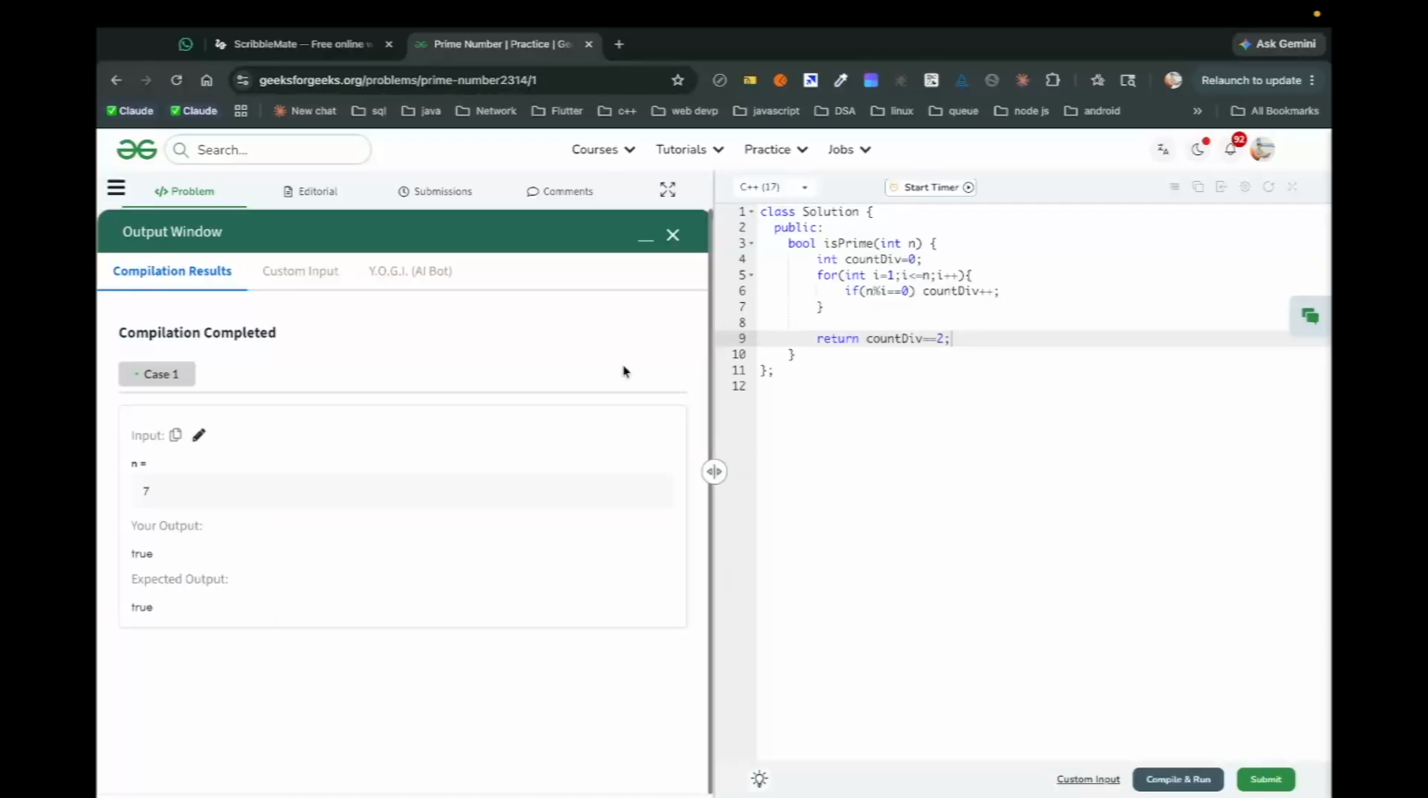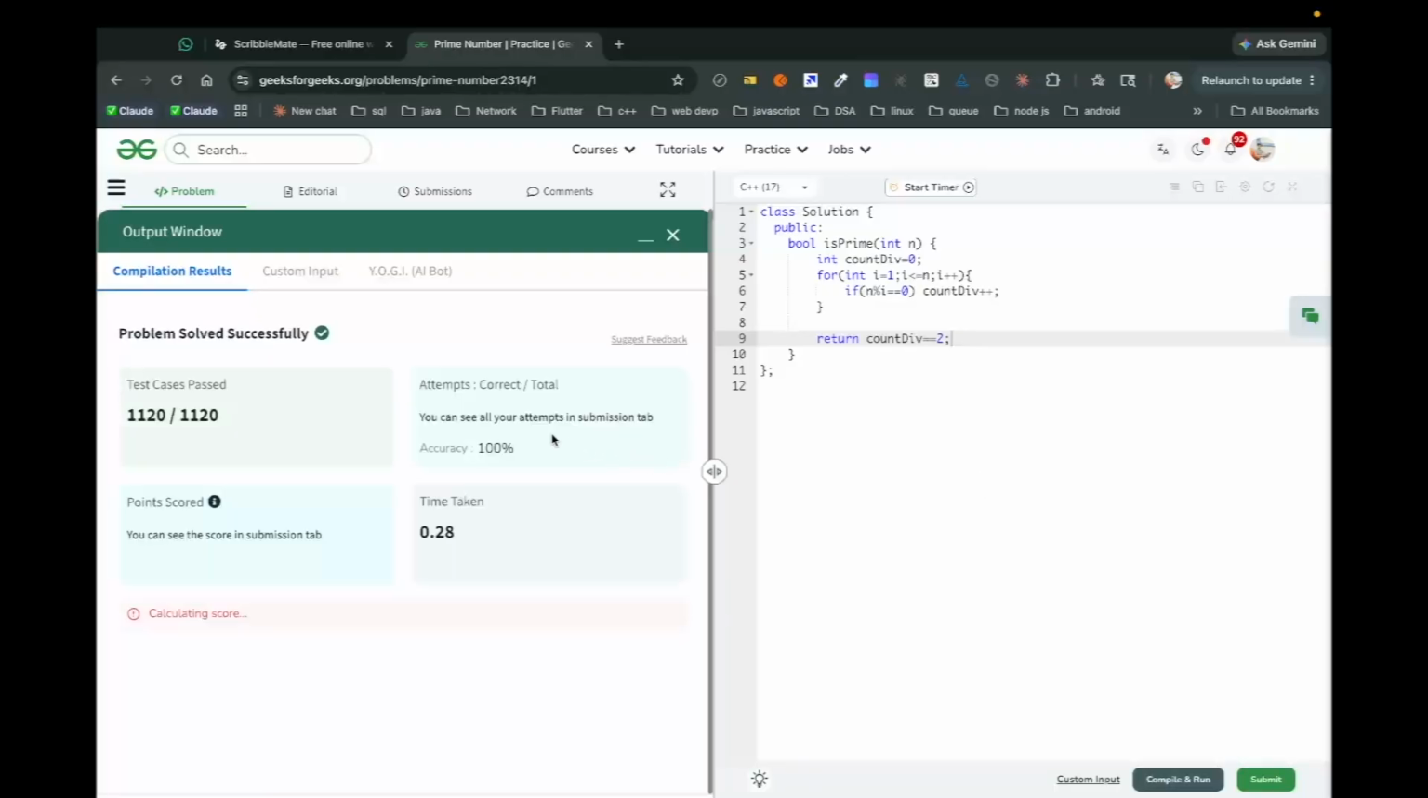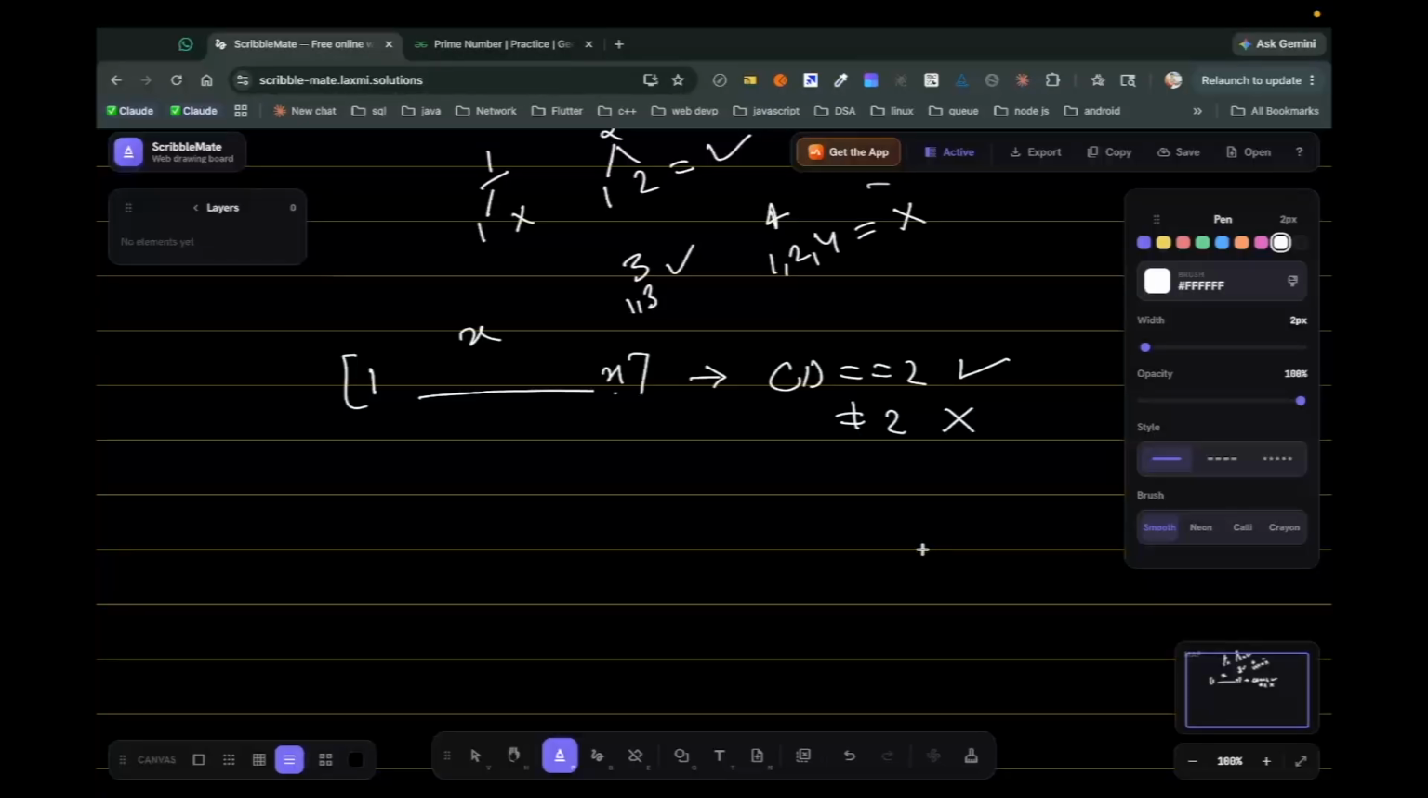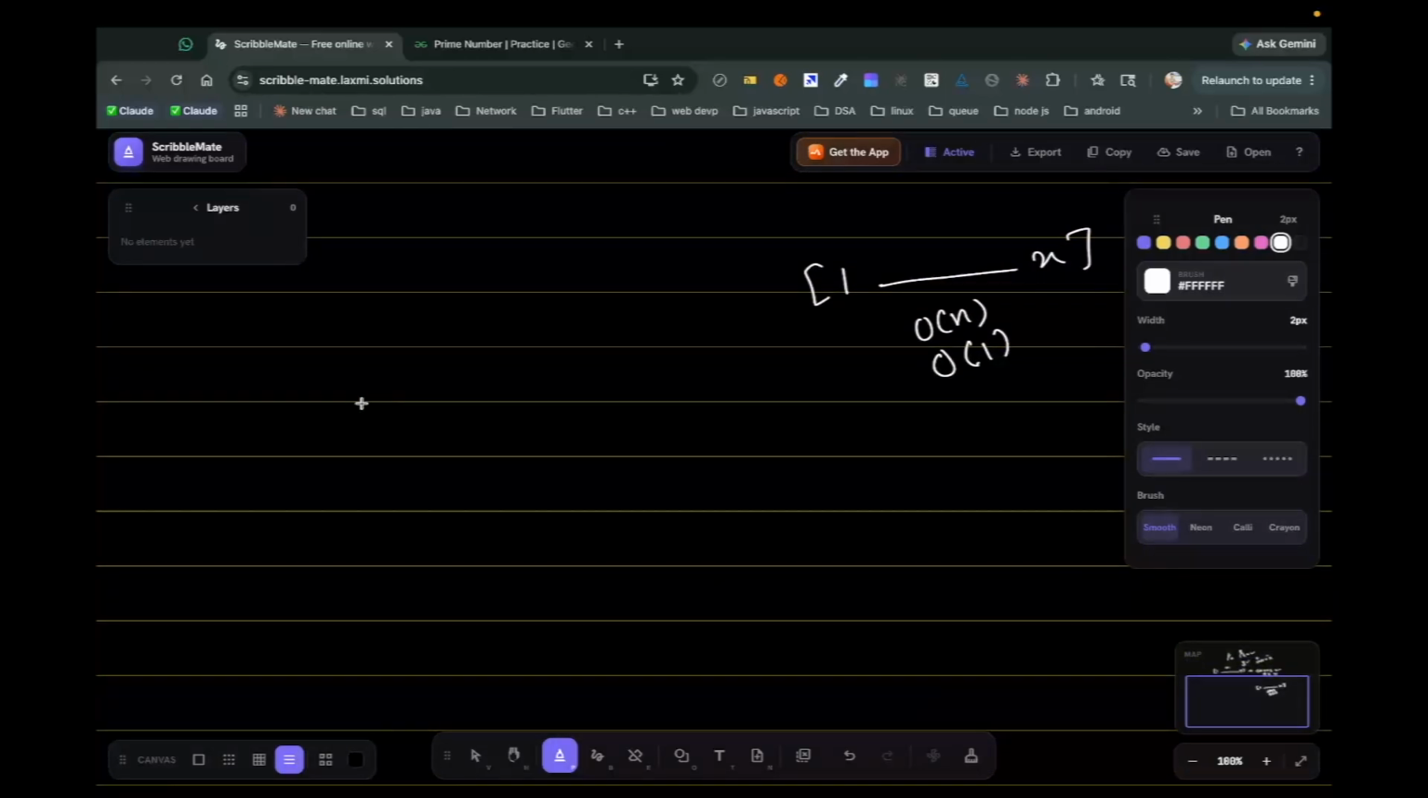So our base case has been passed, and now we'll submit to check whether it can pass all the test cases or not. So all the test cases have been passed. So in this we traveled from 1 to x. So the time complexity of this will be big O of n, and since we didn't use any extra space, the space complexity will be big O of 1. Now let's see method 2.